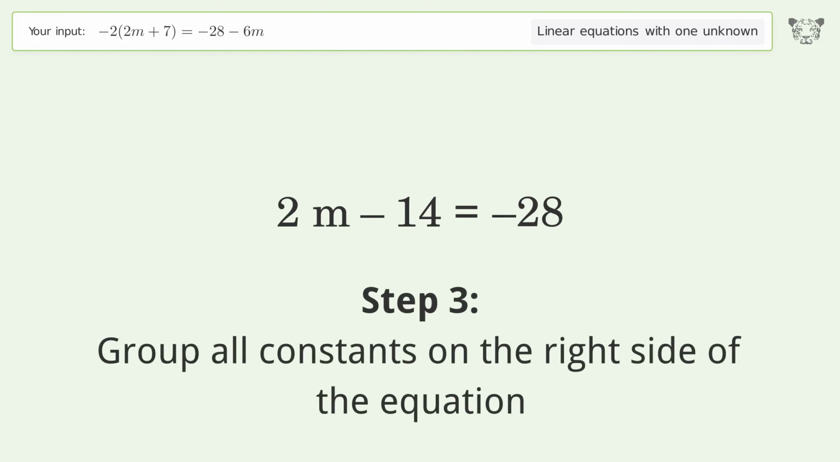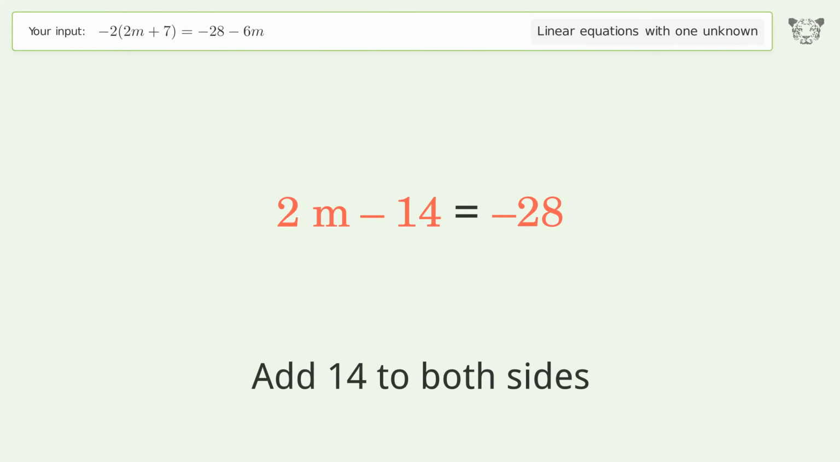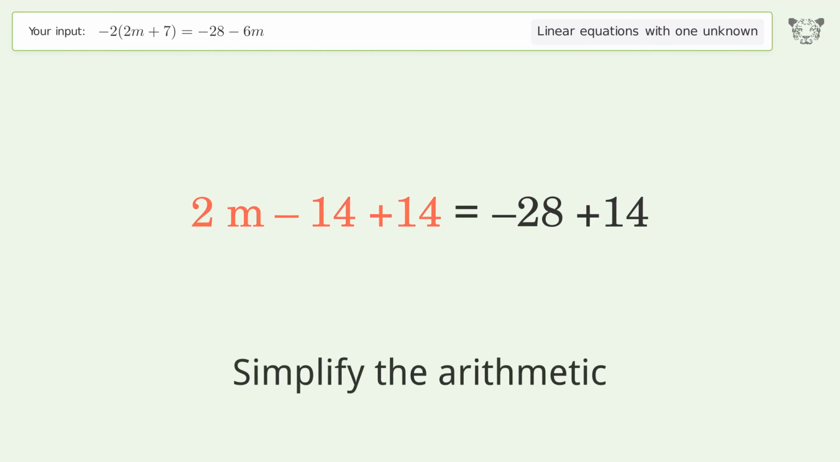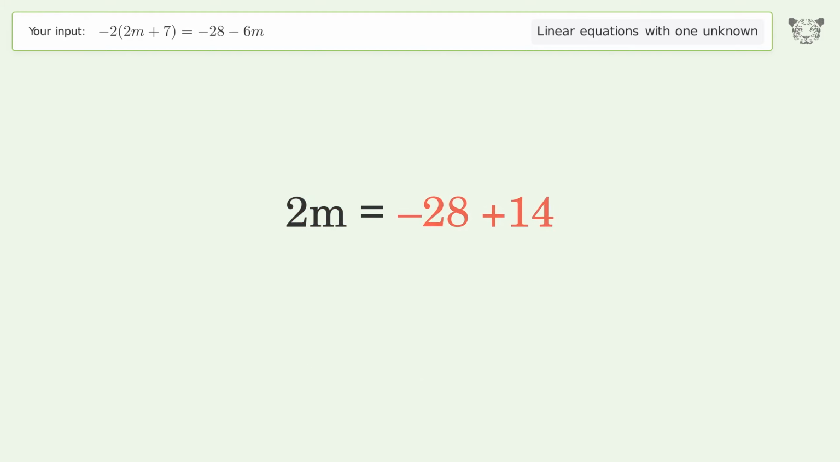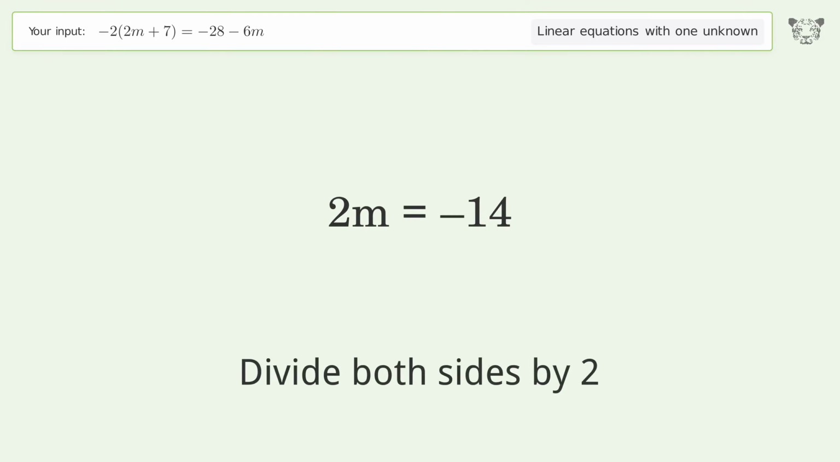Group all constants on the right side of the equation. Add 14 to both sides. Simplify the arithmetic. Isolate the m. Divide both sides by 2.